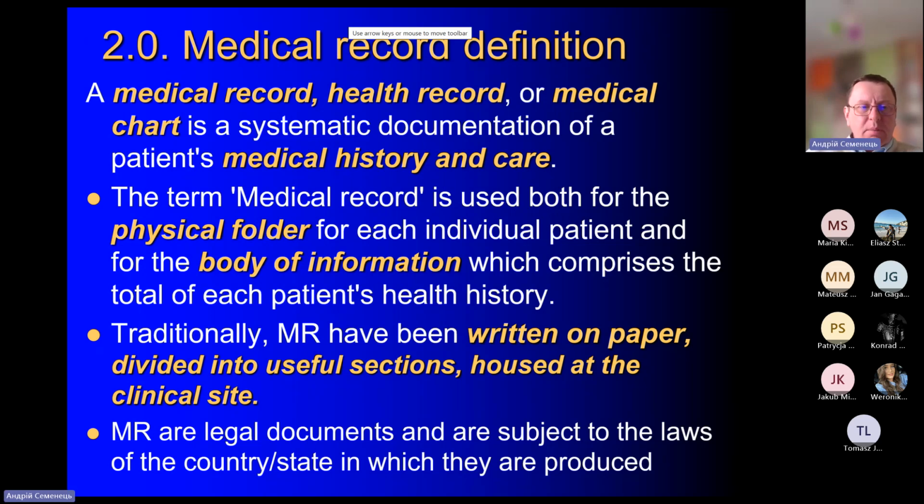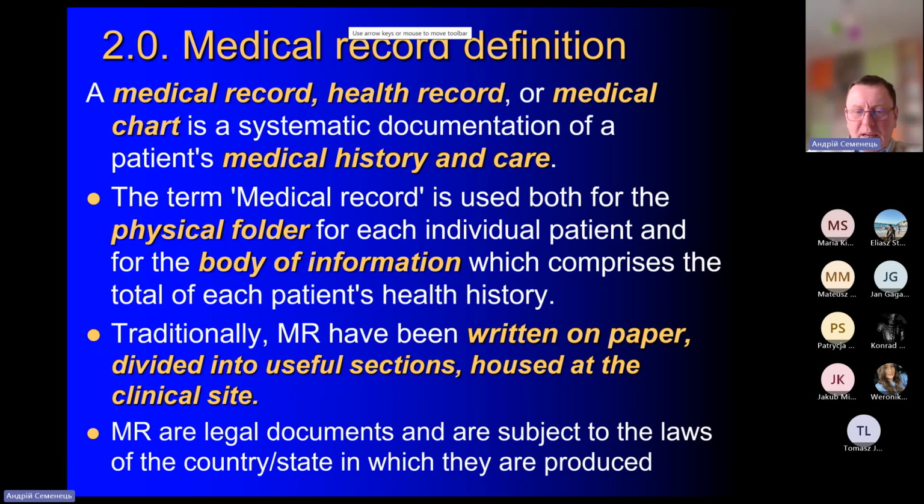So when we talk about medical records or health records, the medical chart, it's actually systematic documentation of a patient's medical history and care. Generally, medical records are used for both the physical container where we keep it, usually some paper records, and the body of information.